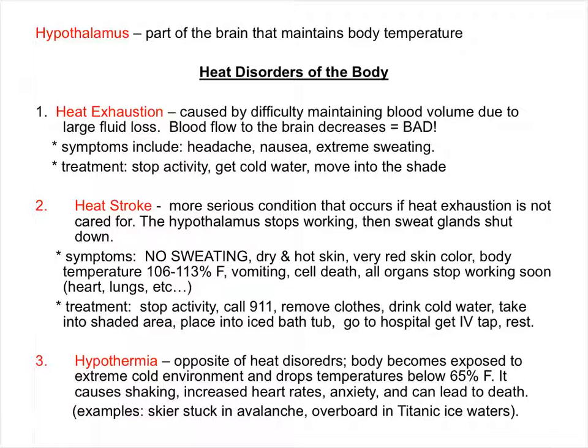After heat exhaustion, we go to number 2, heat stroke. This is a much more serious condition. The hypothalamus stops working, and then the sweat glands shut down. The symptoms of heat stroke are no sweating, and hot, dry skin. The skin color would be very red. The body temperature would spike to 106 and may go up to 113 degrees Fahrenheit. At this point, there's going to be vomiting, cell death, and all organs would soon stop working and shut down. That includes the heart and lungs.